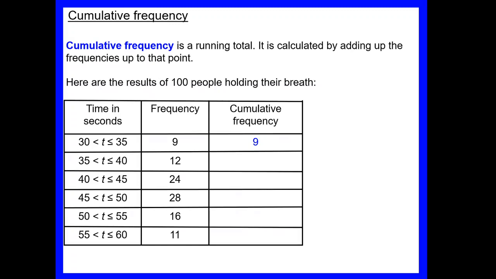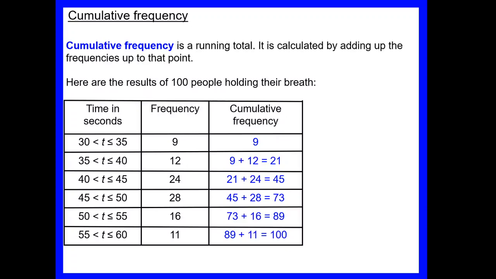The next one we now want, instead of from 35 to 40 seconds, we want from 30 to 40 seconds. We want to know everybody up to that point. So we need to add the 9 and the 12 together, which gives us 21. If we want to know everyone up to 45 seconds, we need to add on an extra 24, so we get 45. And we continue to add the frequencies to our last total as we go.